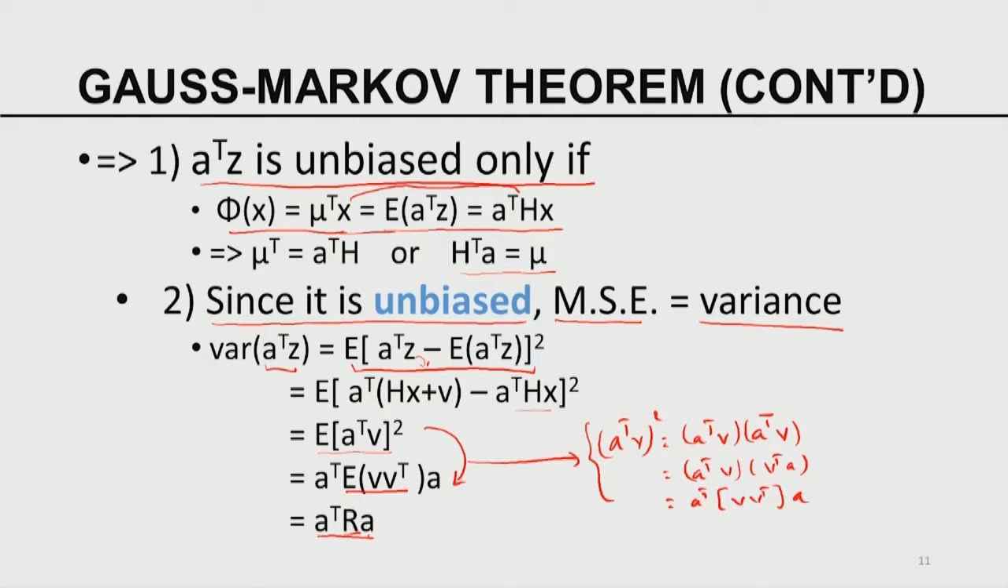A transpose R A, R is a matrix, A transpose R A is a quadratic form. So A transpose is this, this is the matrix, that is a vector. So this is a scalar. The variance of a scalar is a scalar, everything matches. So I have computed an expression for the variance of the estimate. The variance of the estimate is A transpose R A.